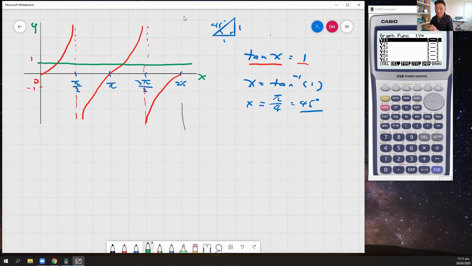So far so good, guys? Mm-hmm. So the first solution that we had over here, 45 degree or pi over 4, is talking about this part.